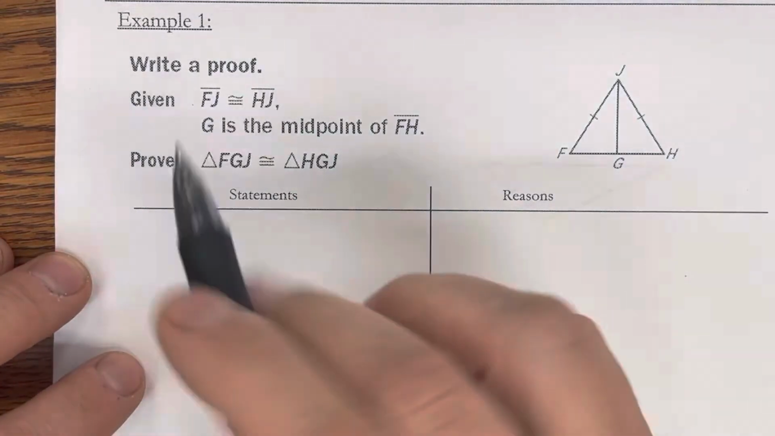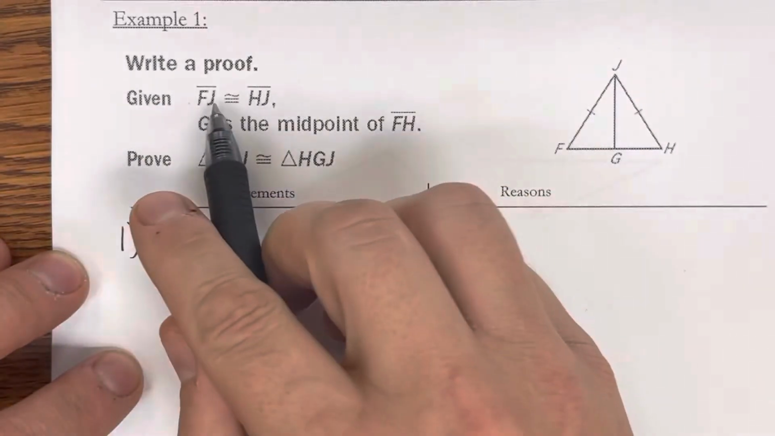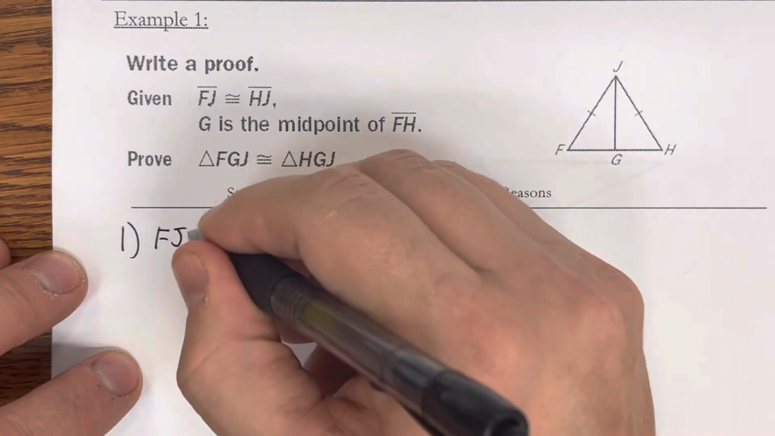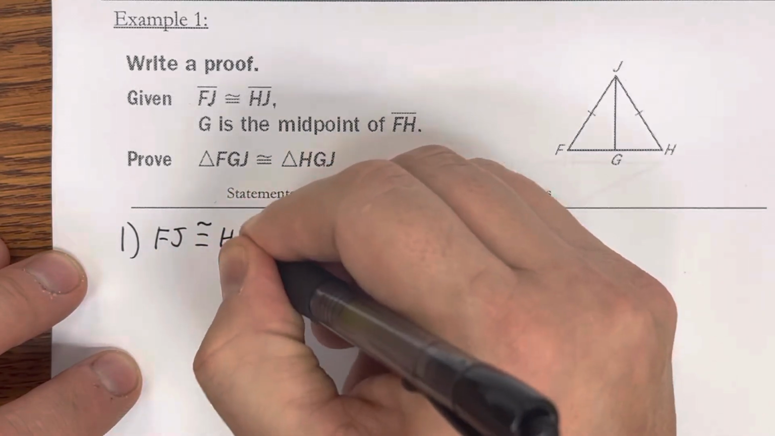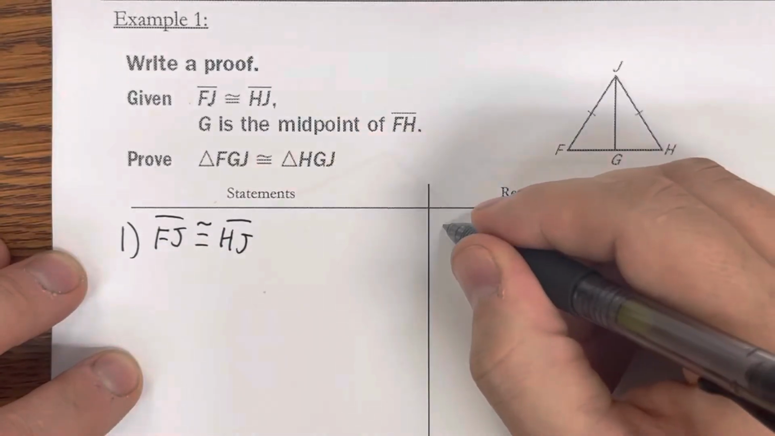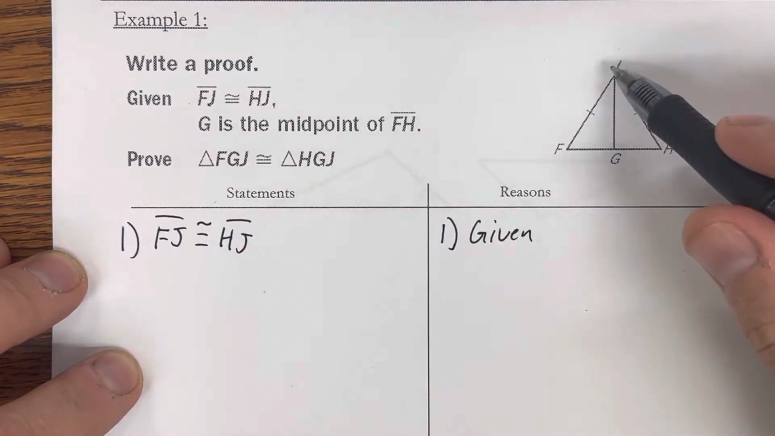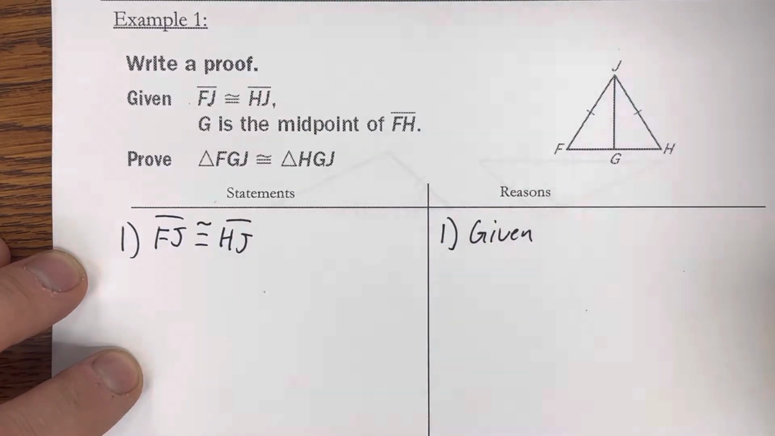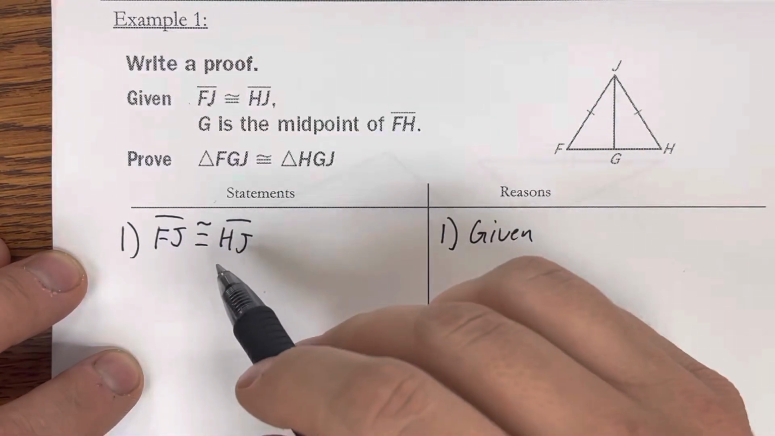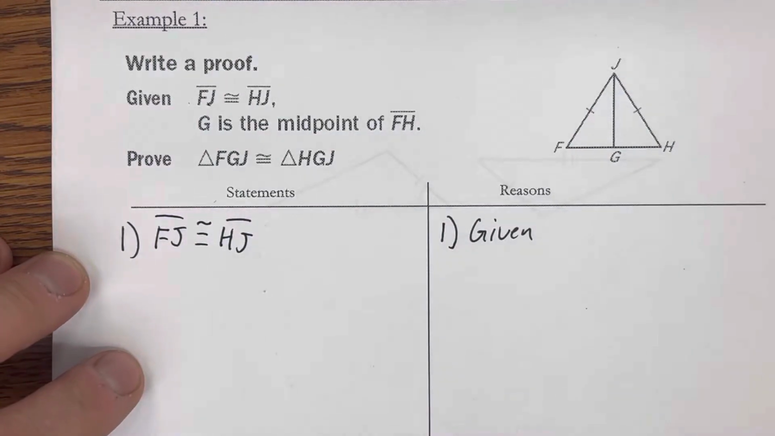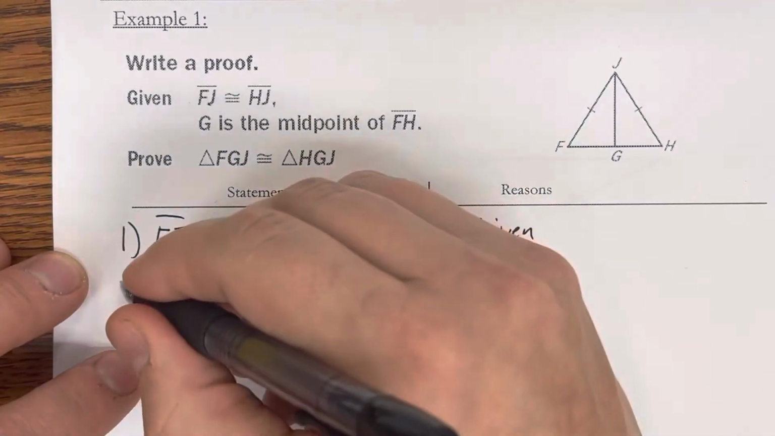So starting with our given. Given number one states FJ is congruent to HJ. So I have two congruent segments. As we use these givens, we need to make sure that we mark it in the diagram. So FJ, HJ, there's already a tick mark there, so we're good to go. When I'm just given that it's a congruent segment or a congruent angle, there's really not much else I can do with that given, so I'll move on to the next given.